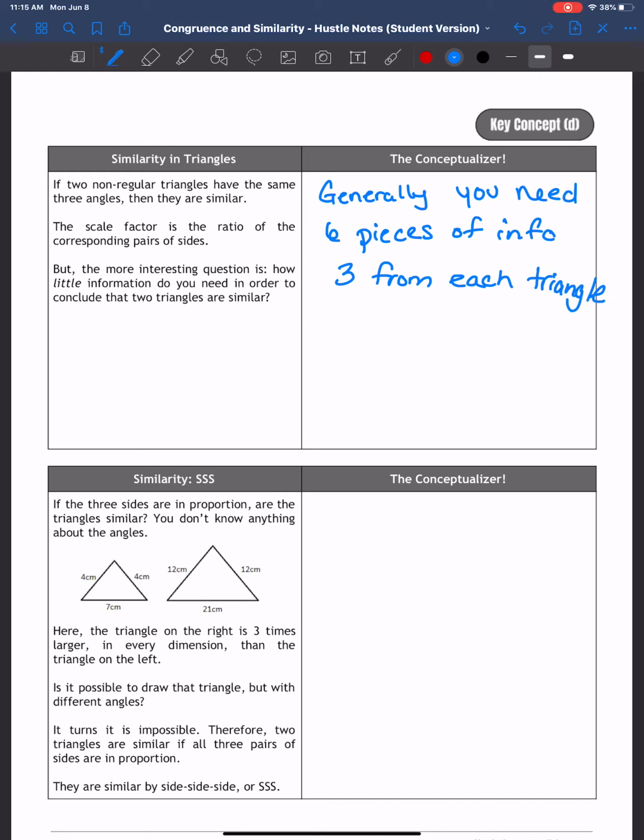So you have side, side, side. If 3 sides are in proportion, the triangles are similar. You don't know anything else about the angles. That's fine, because you know all 3 sides. So if you did 4 over 12 is equal to 4 over 12, which is equal to 4 over 12. Just by looking at that, you can see that all those ratios are the same.